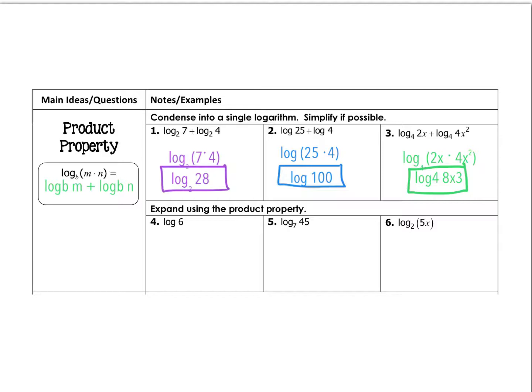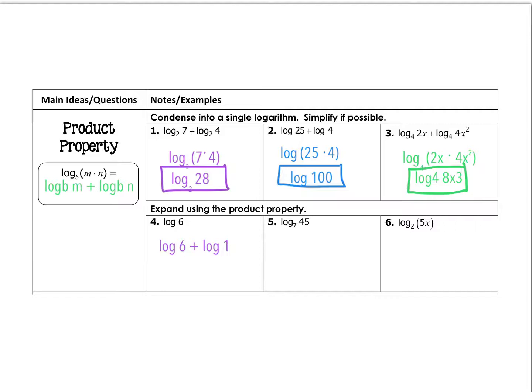All right, so let's talk about number 4. I see that it's in log form. It's one single logarithm. So I can use the product property to take that one single log and expand it into 2 logs that are being added together but that still have the same base. Essentially I'm looking for what factors of 6 I could rewrite it as. I could use 6 and 1, or I could use 3 and 2. It really doesn't matter. So I'm going to choose 6 and 1.